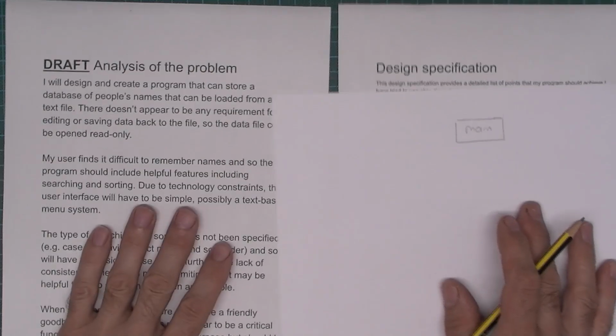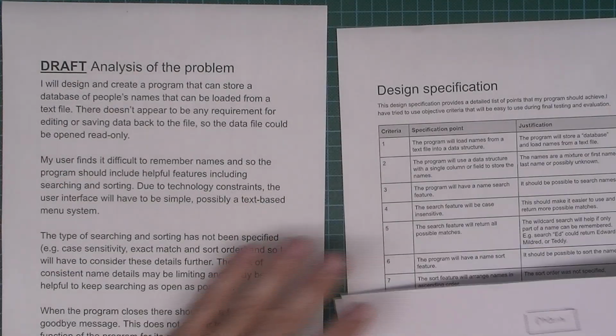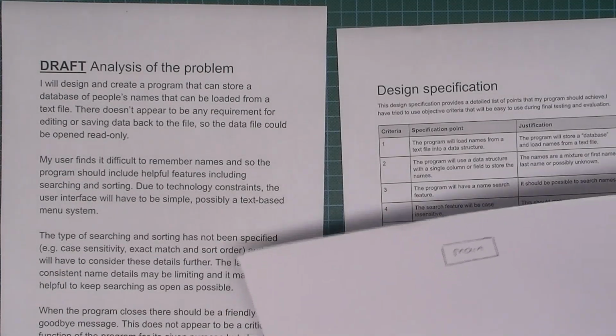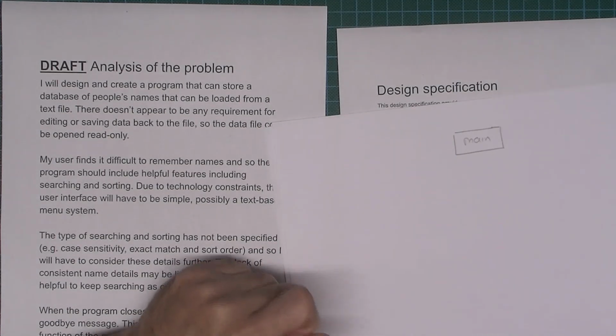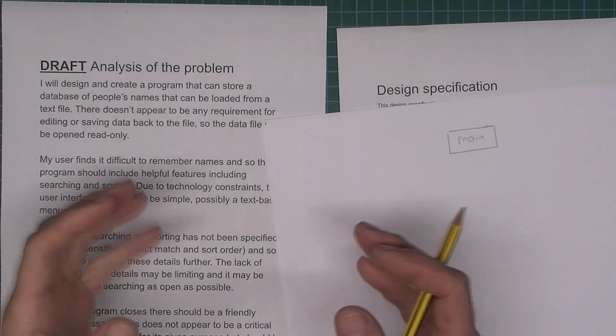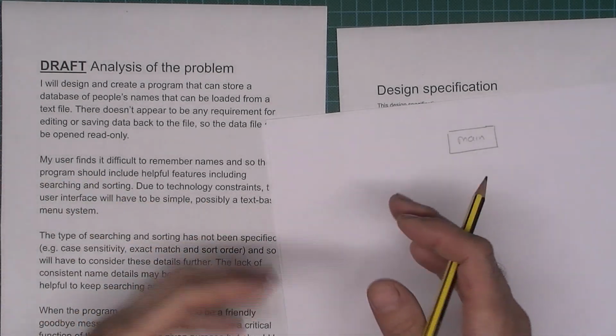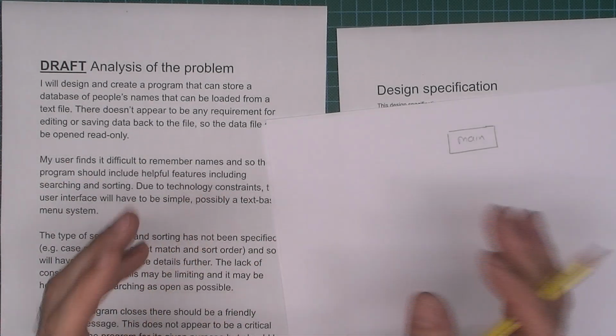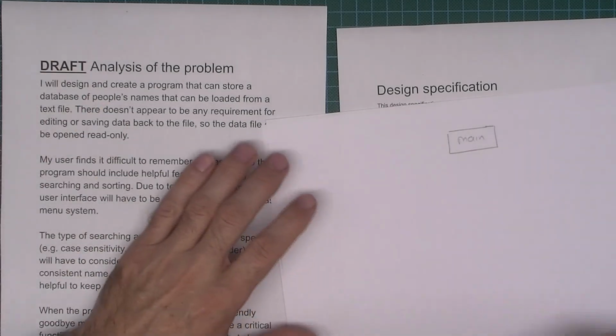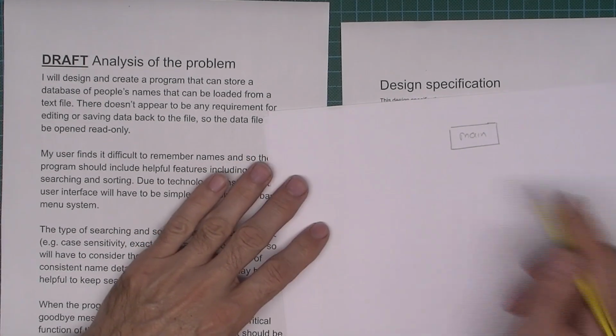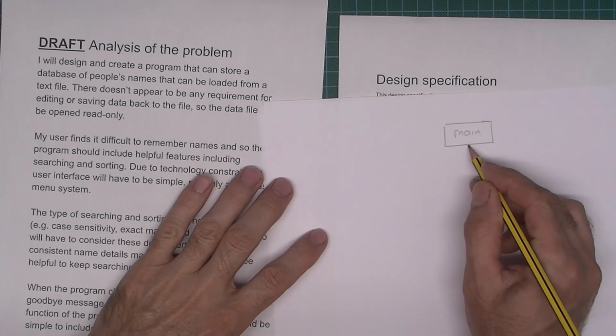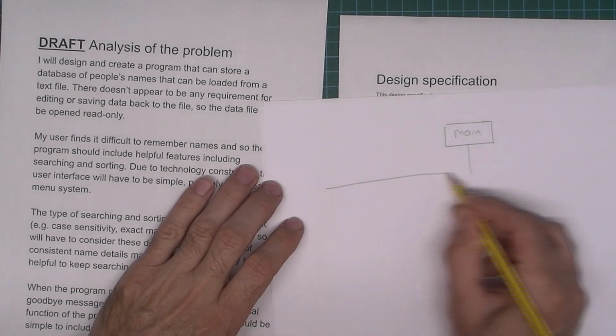So, if you remember, the whole of this task, this programming exercise, is about being given a list of people's names, and then having that loaded into a database and then being able to do some things with those names like searching them and sorting them and outputting them to the screen. So the first thing that we're going to do, or the first level, so let's draw it like this.